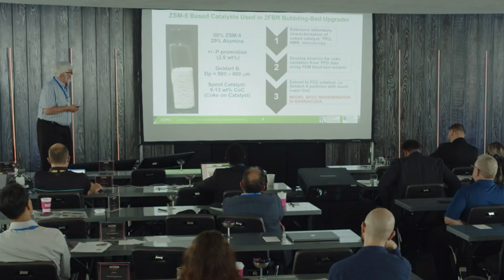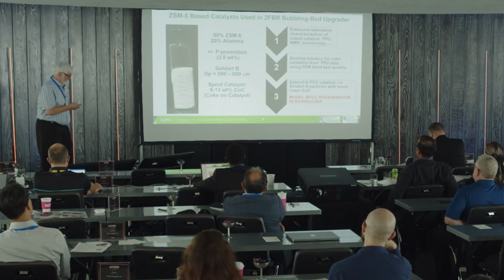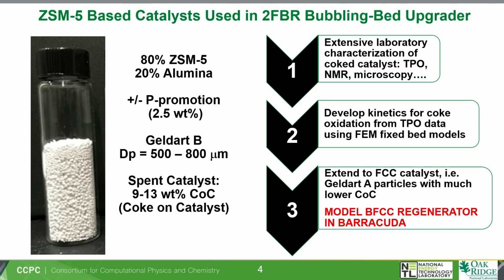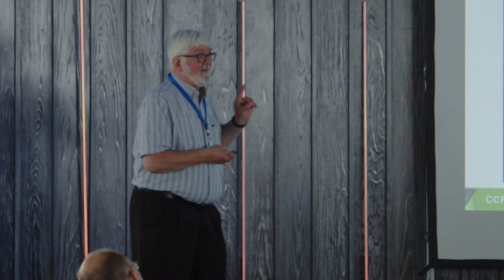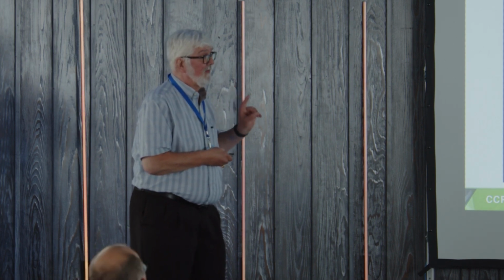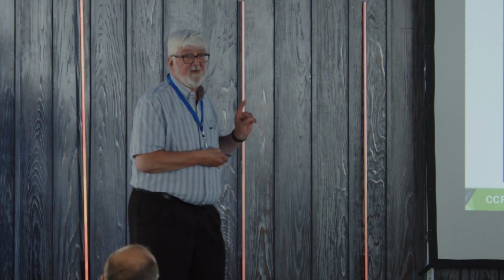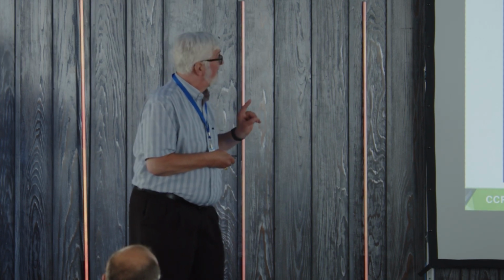So the CFP team has done extensive laboratory characterization of the coke catalyst with temperature-programmed oxidation, NMR, microscopy. We had quite a few people in the national labs working on that to understand that coke. It's a biogenic coke, and it's different than petroleum-derived coke. That's what is at the heart of this whole study, right? Do we have to modify regeneration strategies for biogenic coke?